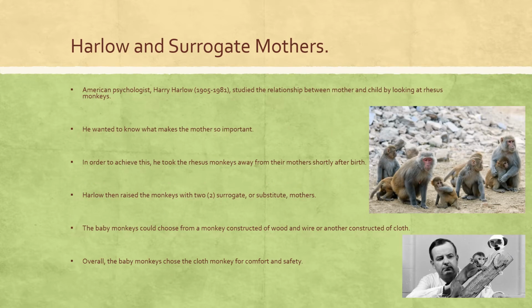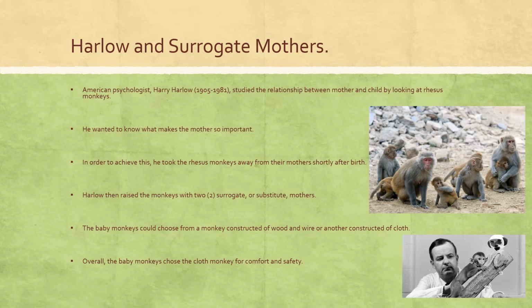So Harlow and surrogate mothers. American psychologist Harry Harlow studied the relationship between mother and child by looking at rhesus monkeys. He wanted to know what makes the mother so important. So in order to achieve this, he took the rhesus monkeys away from their mothers shortly after birth.